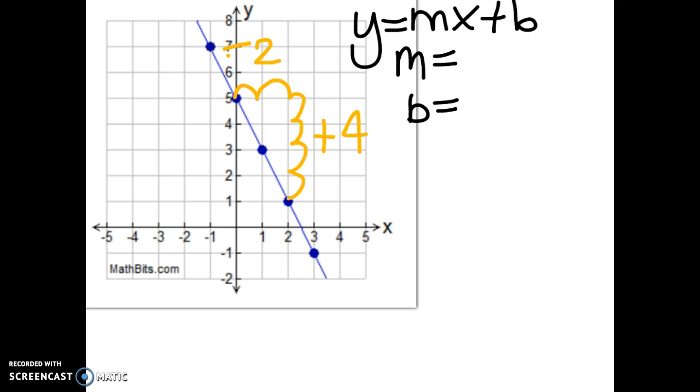Now we have our slope. Our change in y, which is positive 4, goes on top. The change in x, which is negative 2, goes on bottom. In algebra, we always simplify everything we do. In this case, this is a positive 4 over a negative 2. Positive 4 divided by negative 2 is negative 2.